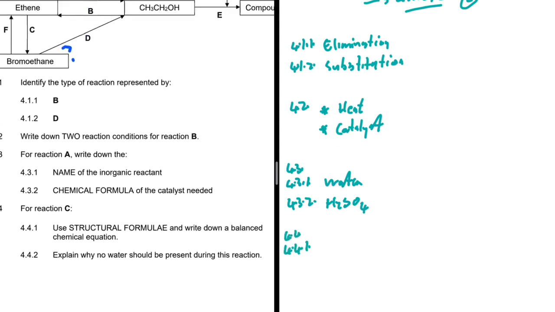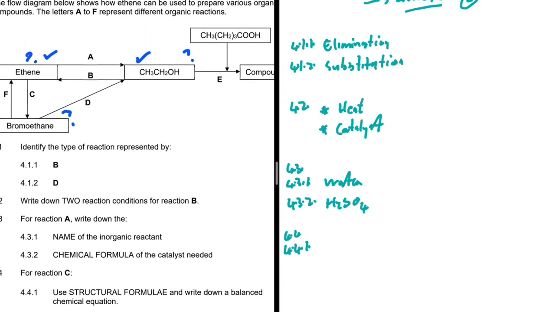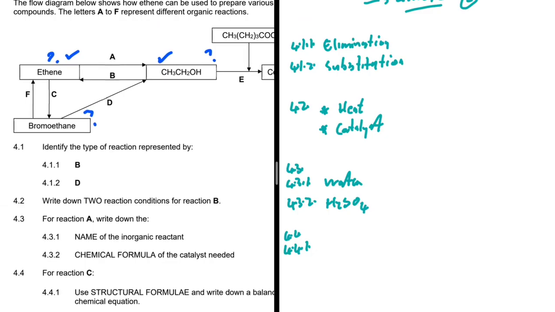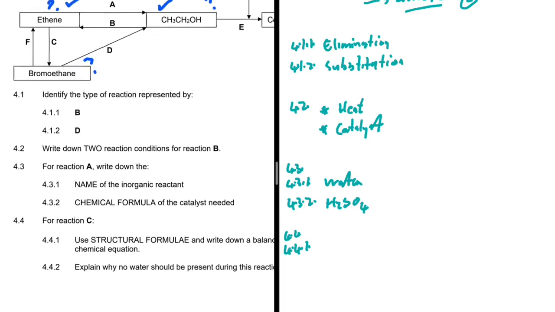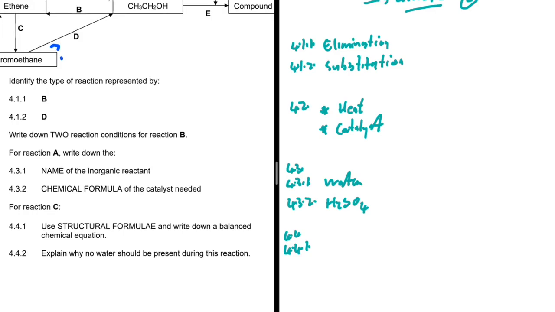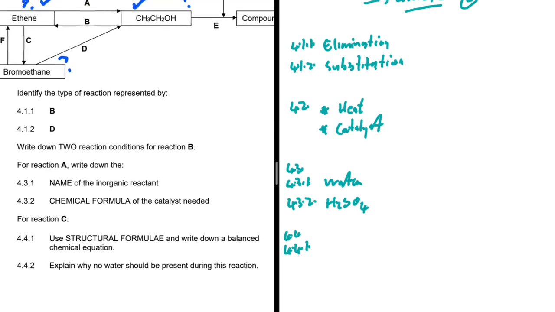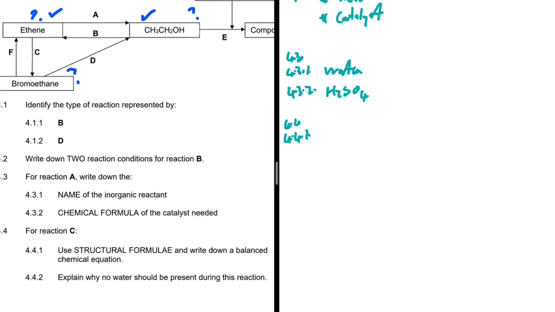4.4.1. Let's take a look. For reaction C, we are turning an alkene to a haloalkane. And then 4.4.1, use structural formula and write down a balanced equation. So this is our alkene with 2 carbons. How many bonds do we have? 1, 2, 3. So we need another hydrogen. And we can see that our product is bromoethane.